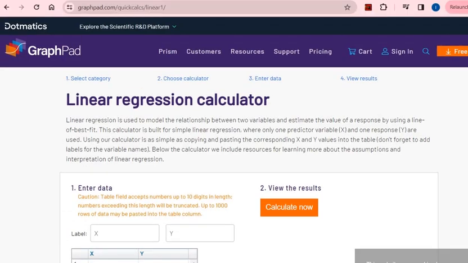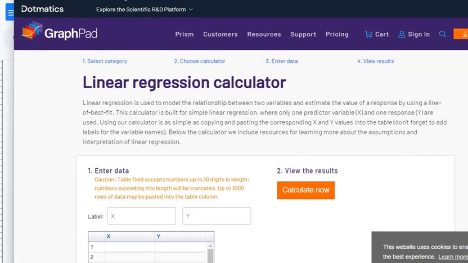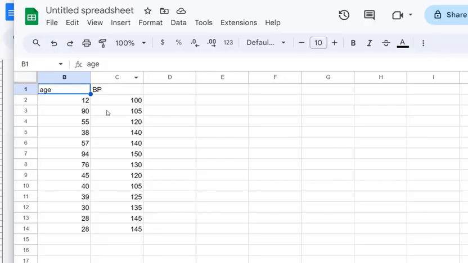graphpad.com is the one I'm using. So there's the link right at the top. It's graphpad.com/quickcalcs/linear1. And then I think this one you can just copy and paste the data.